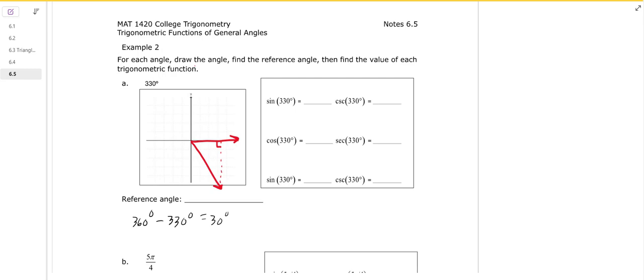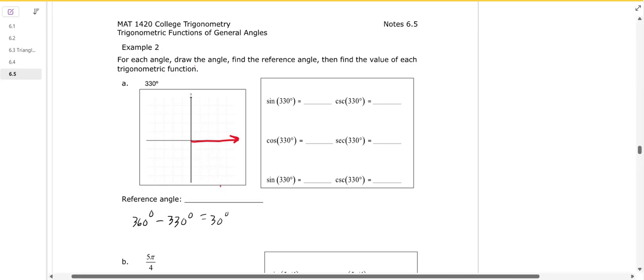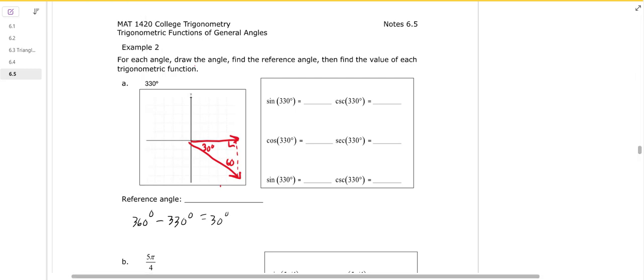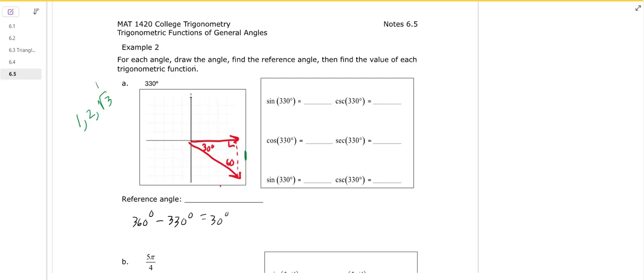I didn't draw that very accurately. Let me go back and redraw that, just so it's a little more accurate. So let's draw it like that. That reference angle is now 30 degrees. And then notice that you have a 30-60 right triangle. And what we learned is it goes like this. The ratios of the sides are 1, 2, square root of 3. So the 1 goes opposite the smallest angle. The square root of 3 is 1.7, so it will go in the middle. And then the 2 is the biggest, so that's the hypotenuse.